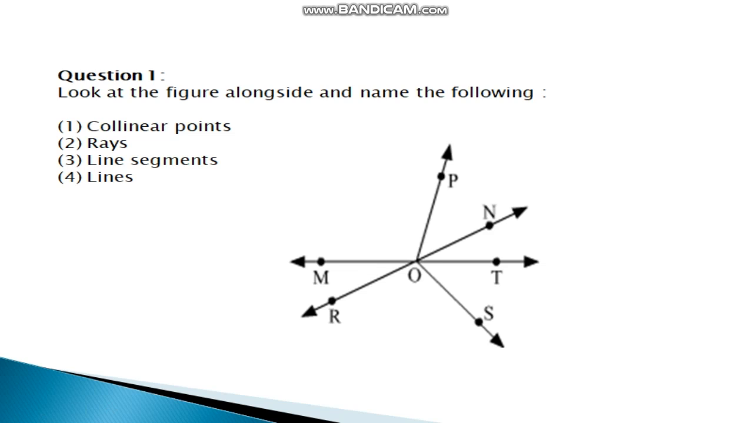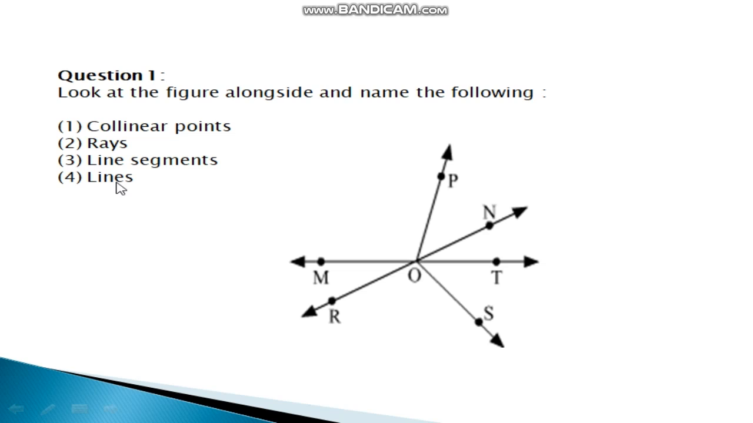Clear, students? Line segments. You know, a line segment is a part of a line. So here in this particular figure, MT is a line segment, RN is a line segment. Again ON is a part of a line, so ON is a line segment. OP, see this particular line, OP is a part of a line. So OP is a line segment, OM is a line segment, OR is a line segment, OS is a line segment, OT is a line segment.